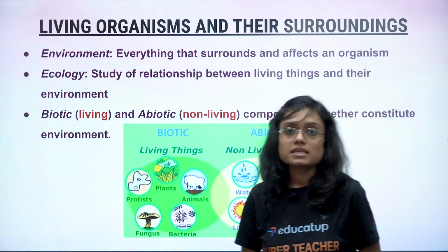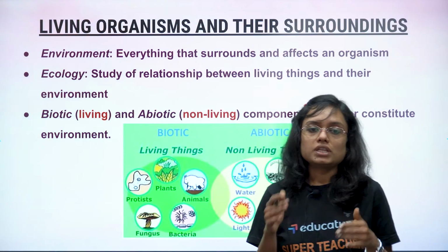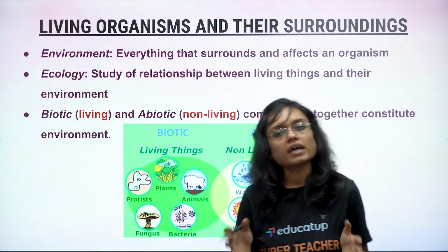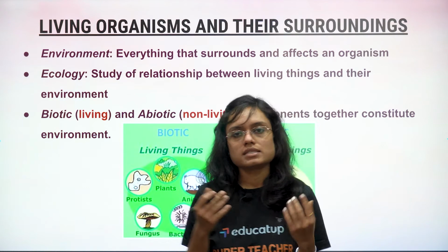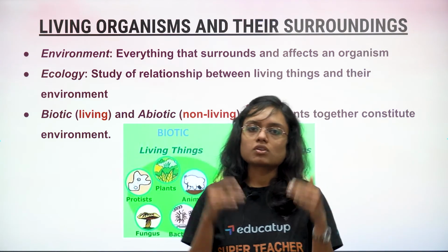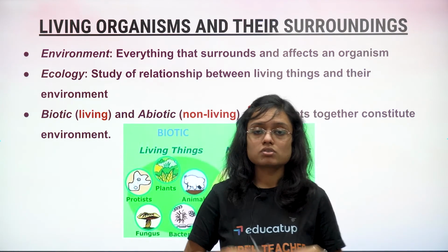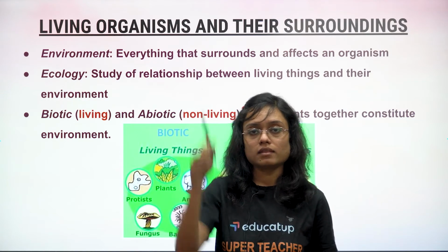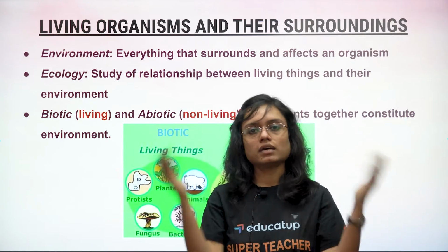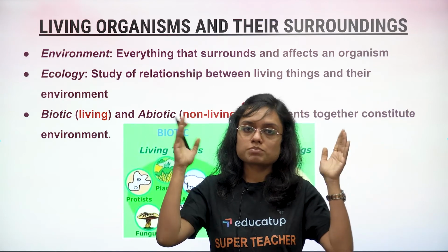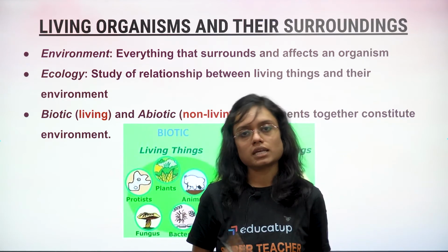Now, living organisms and their surroundings. Now, we need to understand a few things. What is environment? Everything that surrounds and affects an organism is the environment. For example, if I talk right now, I am in the recording studio, so the smart board, this pen, then the camera, everything is in my environment, the air, the lights, because everything is present around me and it is affecting me.